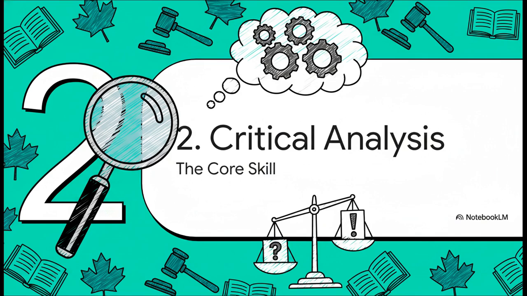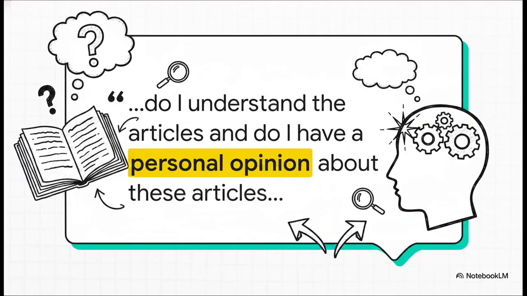Moving on to Section 2, the art of critical analysis. This is literally the single most important skill you need to survive this syllabus. The prompt always asks something along the lines of, do I understand the articles and do I have a personal opinion? Listen, the examiners do not want you to just act like a parrot and repeat facts from those massive 40-page assigned articles. They want to know your personal take. Are you just passively absorbing info, or are you actually analyzing it? Having your own viewpoint and backing it up is absolutely crucial here.